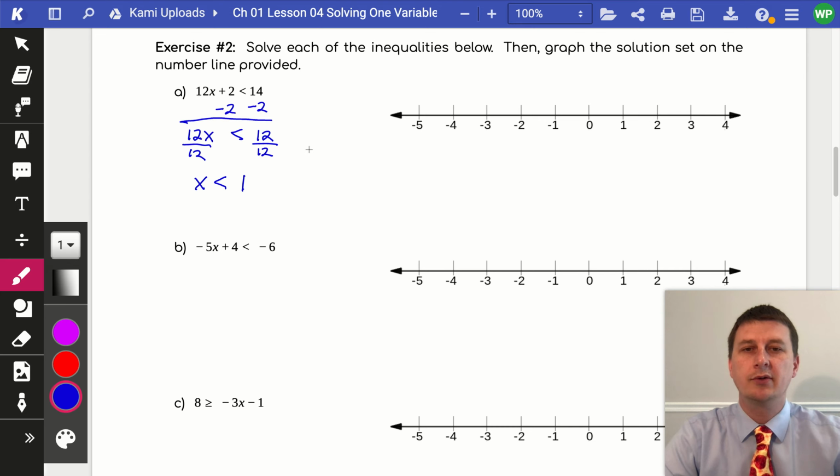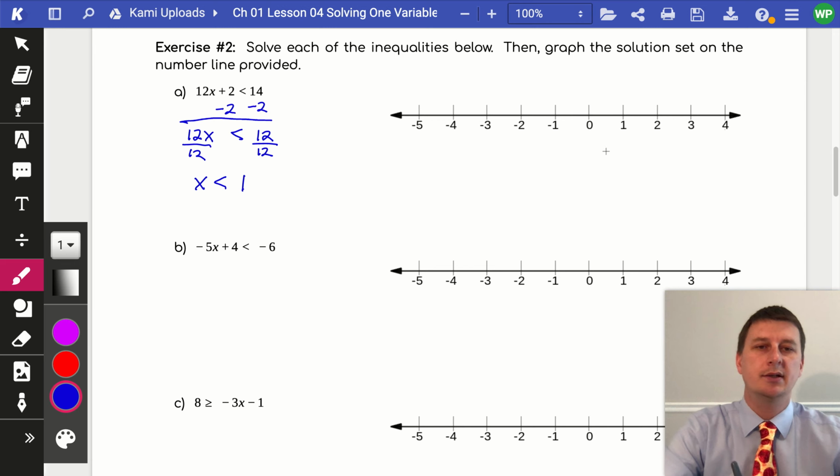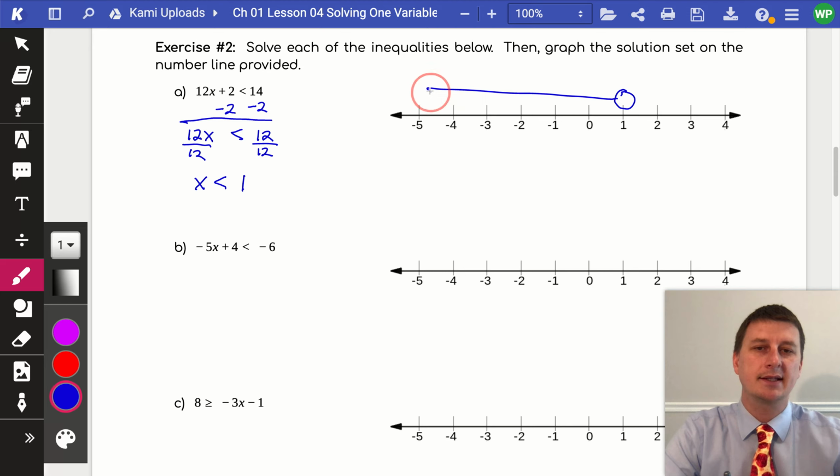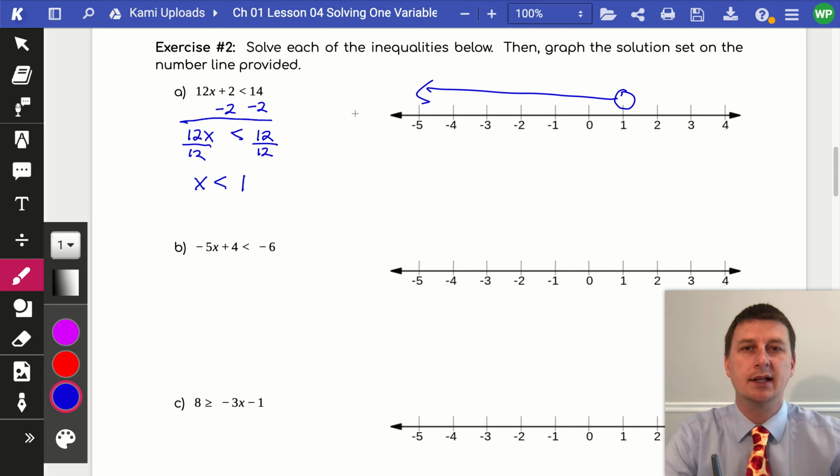So when we graph an inequality on the number line, we have x is less than 1. So we're going to go to 1 on the number line, and we're going to put an open circle there because it's not equal to 1, it's just less than 1. And then which direction is less than 1? Well, we should know that that's this way. So we're going to shade it that way. You could just draw an arrow pointing to the left, or you could shade the entire number line with an arrow on the end too. Whichever one is your preference is fine with me.